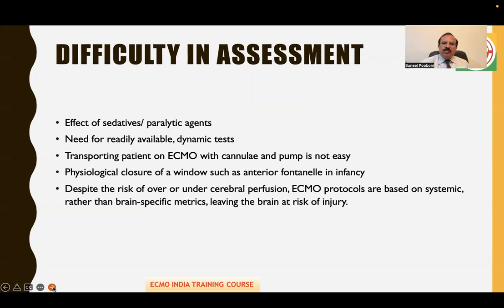Physiological closure of windows such as the anterior fontanelle in infancy adds to the difficulties in non-invasive neurological monitoring using ultrasound in infants. Despite the risk of over or under cerebral perfusion, we notice ECMO protocols are based on systemic factors rather than brain-specific metrics, leaving the brain at risk of injury.